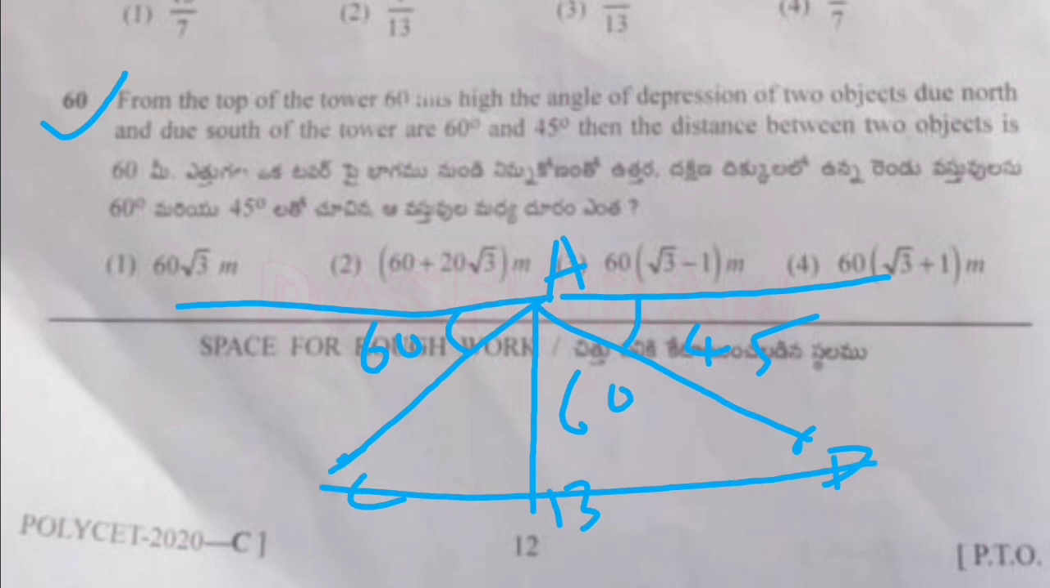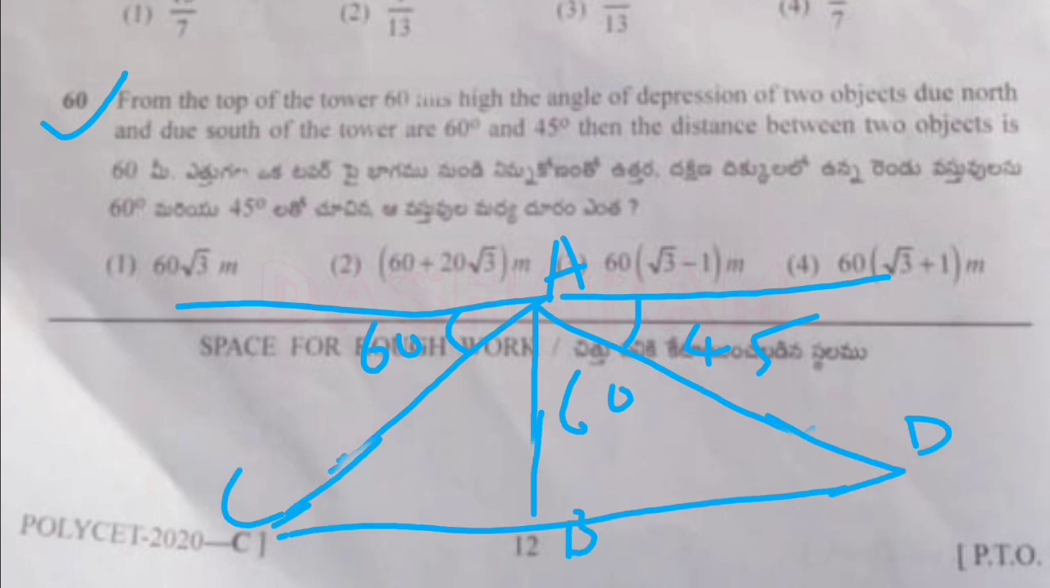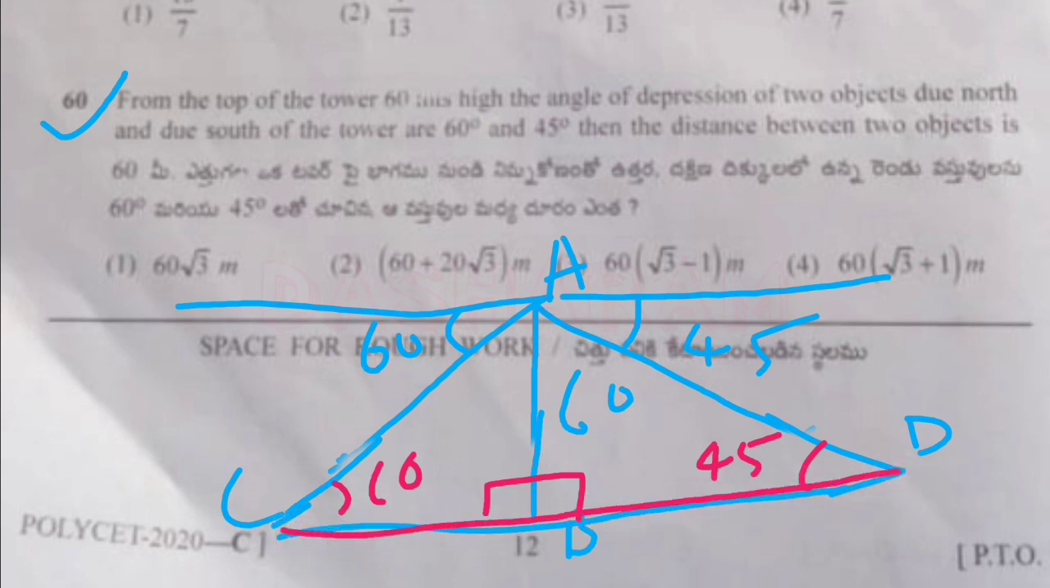So finally we get two right angle triangles. Here it is 90 degrees, this 60 degrees will come here, and here is 45 degrees. Then what is the distance between the two objects? The distance between the two objects is nothing but CD. A direct answer for CD is not possible, so instead find CB and find BD, then add them.